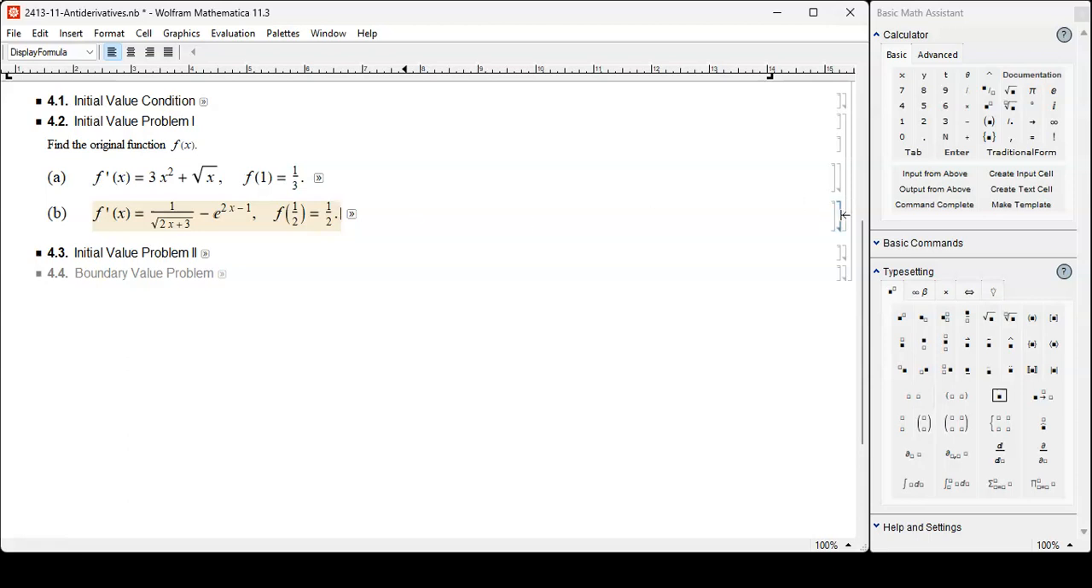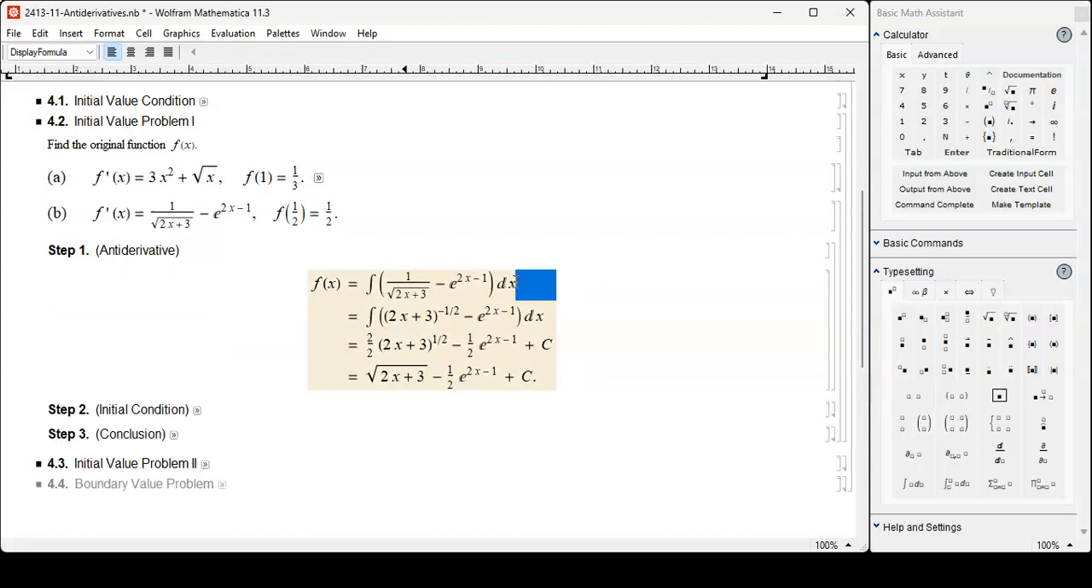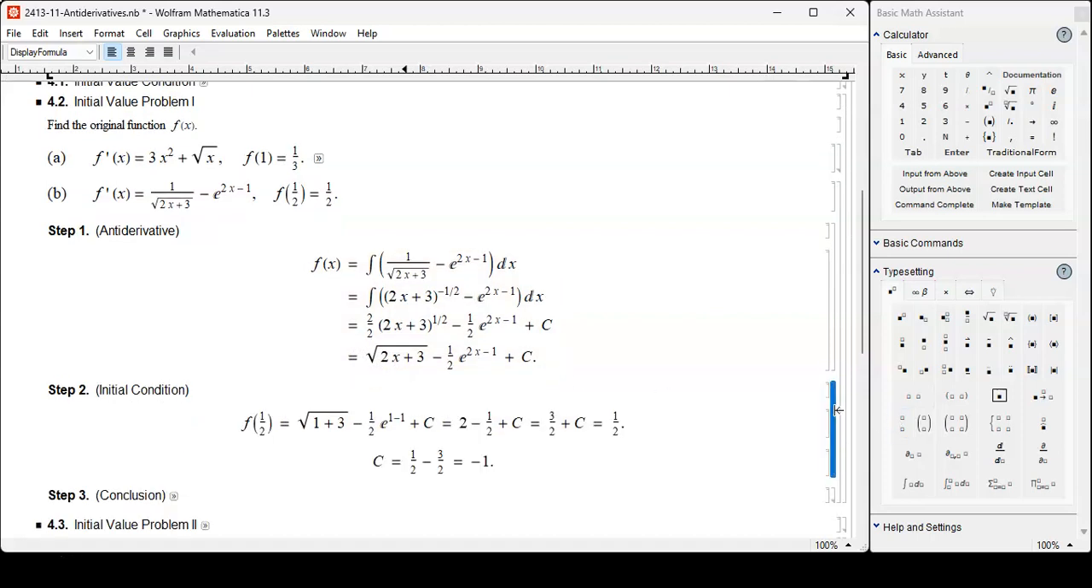Hold on. Let's check. Step 1, antiderivative. Take the antiderivative, and then power form, and then we use the antiderivative. Remember, we have this 1 over a popping up. Okay, after some simplification, we got this. Next, initial condition. Plug in x equals 1/2, and then run it. That should be equal to 1/2. You see, this value 1/2.